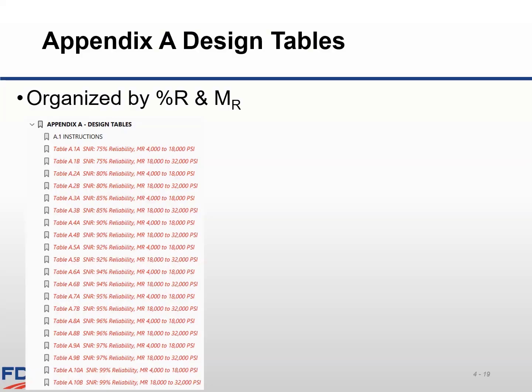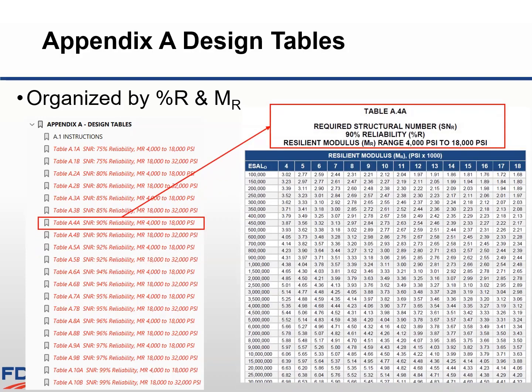The design tables in Appendix A are organized by the percent reliability and the resilient modulus value. So looking at the list of tables here in the bookmarks, we can quickly navigate to the table we need for our example. Remember, we have a 90% reliability and a resilient modulus value of 10,900 psi. So for our example problem, we'll need to take a look at table A4A.